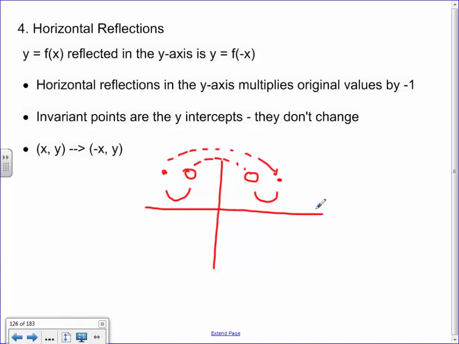That makes sense to everybody? On this one here, then the invariant points are going to be on your y-axis.